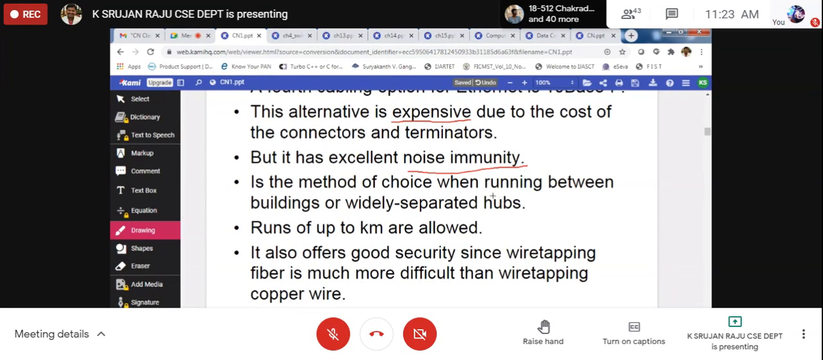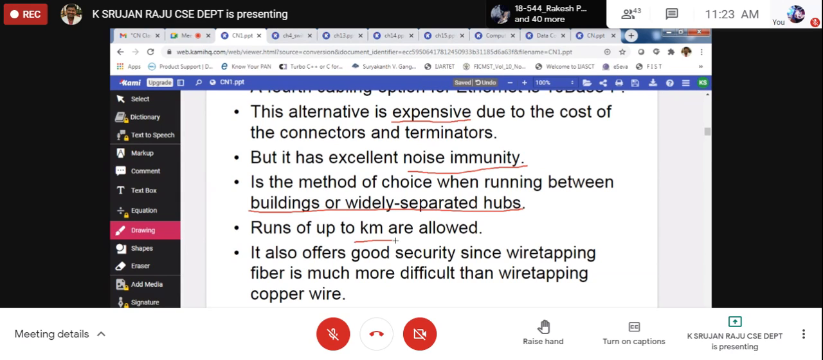This is the method of choice when you connect networks between buildings, widely separated hops with long distances. It is a very important method, and it can be used up to kilometers.